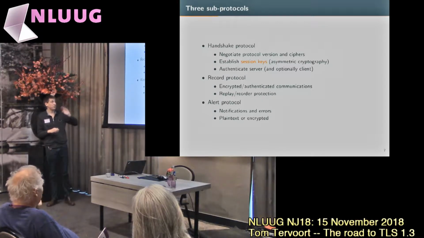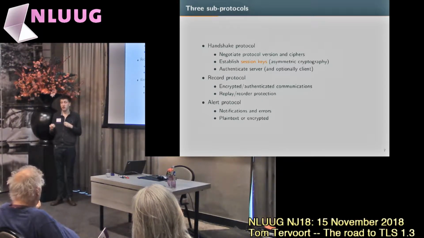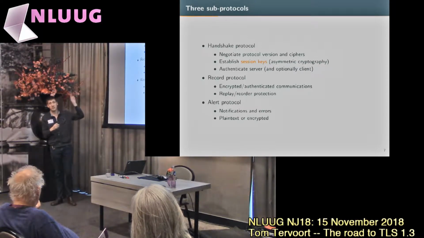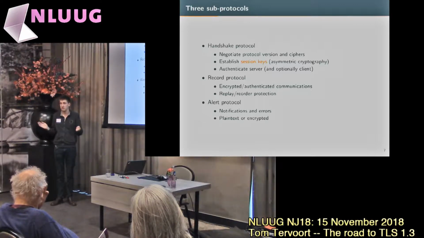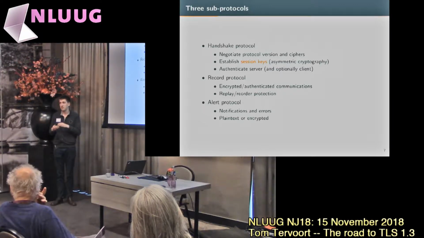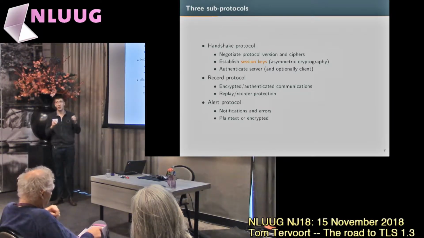And finally, there's also the Alert Protocol, and that's used for notifications and error messages. They could be sent both during the handshake phase and the record phase. When an error occurs before any keys have been negotiated, the alert messages are plainly readable, and after keys have been exchanged, the alert messages become encrypted themselves.